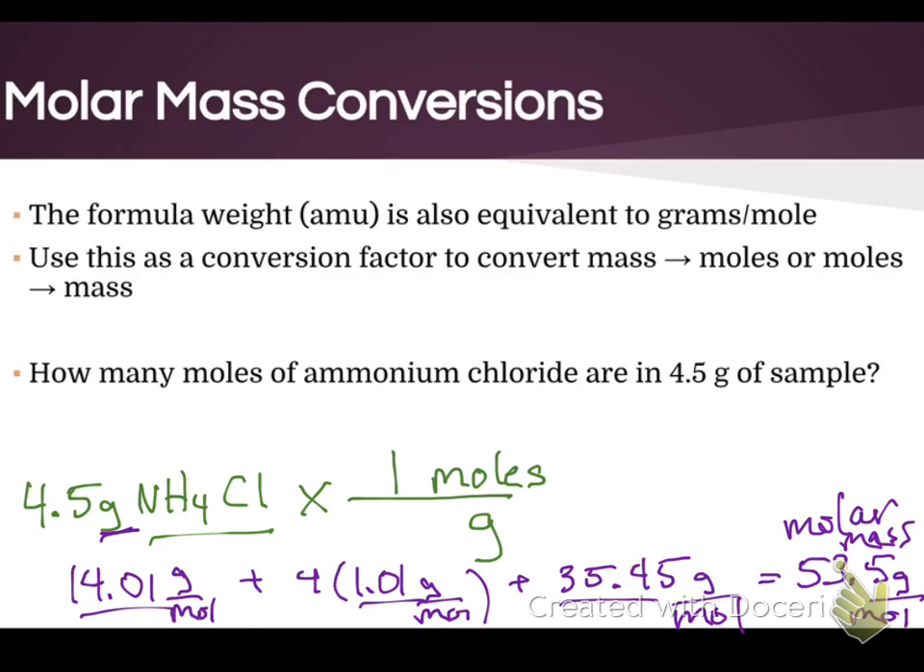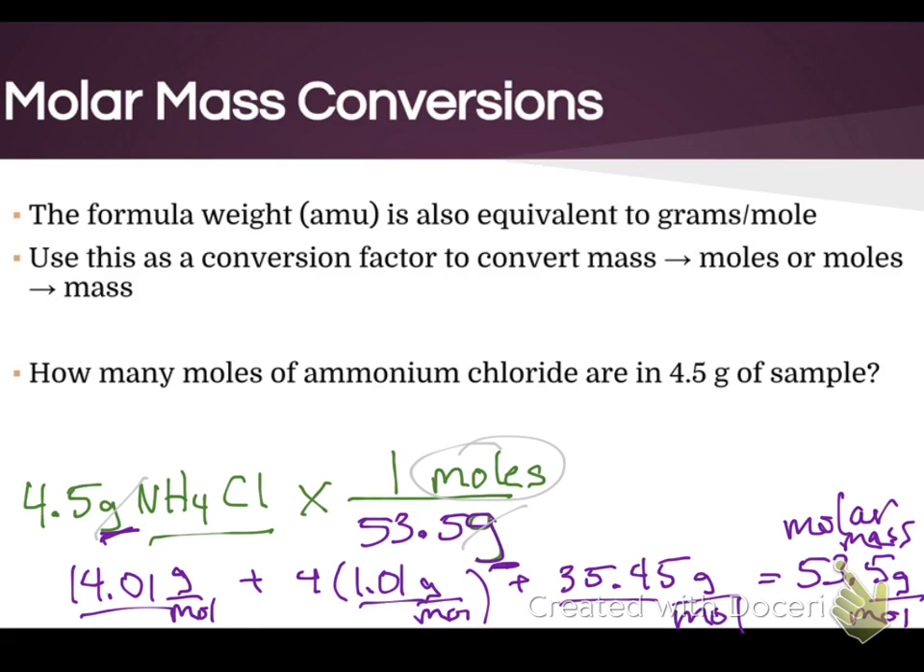So since I'm starting with grams here, and I want to cancel it, that means that this unit grams is going to go on the bottom, and this number, 53.5, is stuck with it. Okay, so we're going to put that on the bottom of our fraction here. That means that the grams here and the grams here are going to cancel because they're on opposite sides of the multiplication, and that leaves our unit as moles.